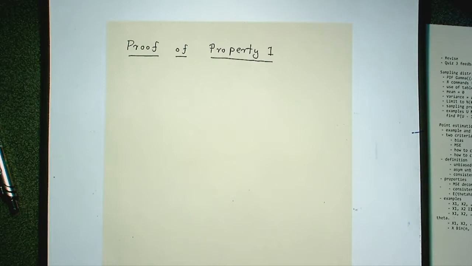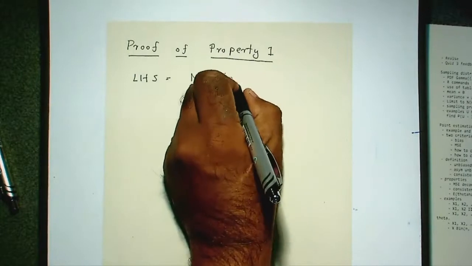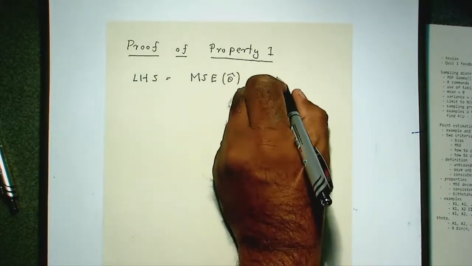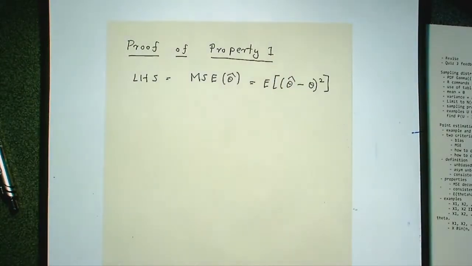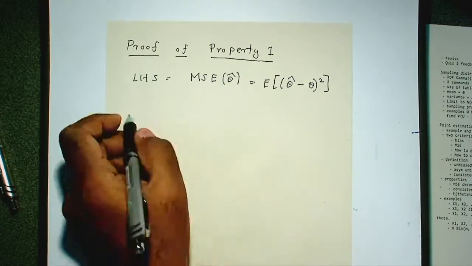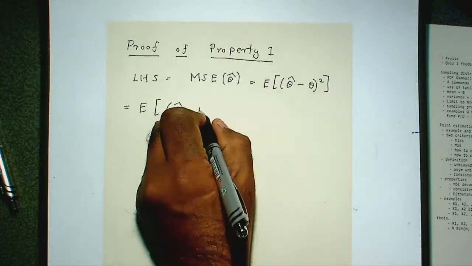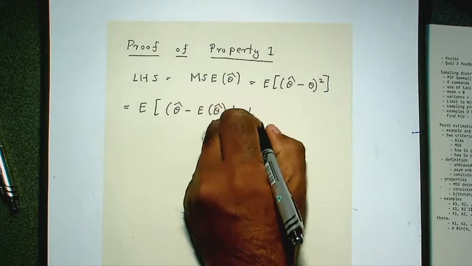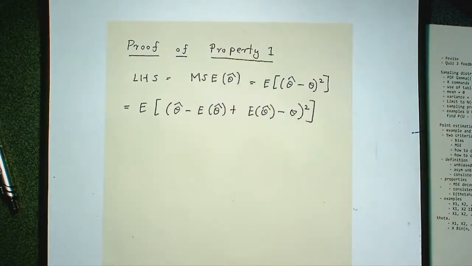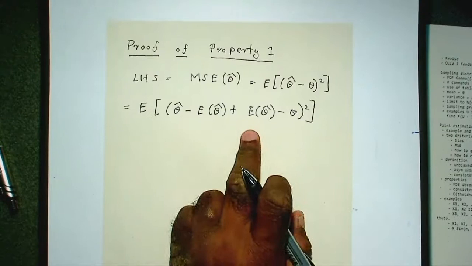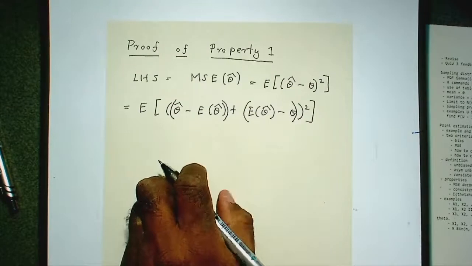Okay, so I'm going to start with the left hand side, which is the MSE of theta hat, which is the expectation of theta hat minus theta squared. Right? Now I need to prove that this is equal to the right hand side. Okay, so to do that, you see what I've done? I have subtracted this term and added the term, so I haven't changed anything. Okay, but I'm going to put brackets around these two.